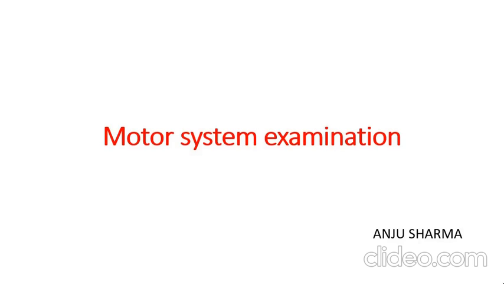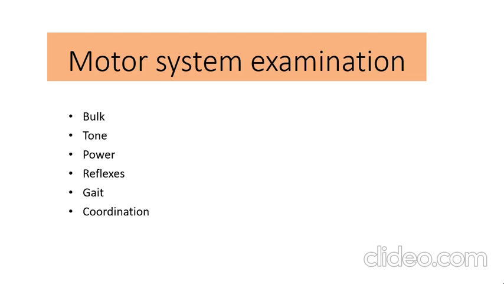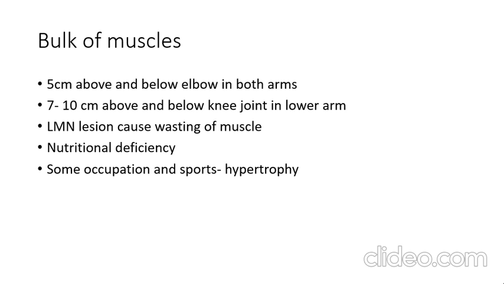So today's video is about motor system examination. In central nervous system examinations, one part is motor system examination. So let's see what it consists of. Motor system examination consists of the examination of bulk, tone, power, reflexes, gait and coordination. One by one, we'll be talking about all of these.